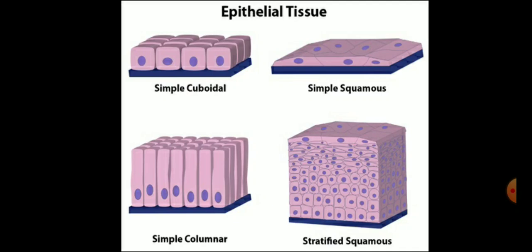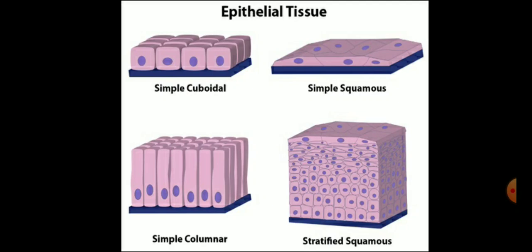They are column like. Okay, now the difference between the columnar and cuboidal is the position of the nucleus. In simple cuboidal, the position of the nucleus is quite in the center, but in simple columnar it is just at the base. You can see the position of the nucleus in the simple columnar is at the base.